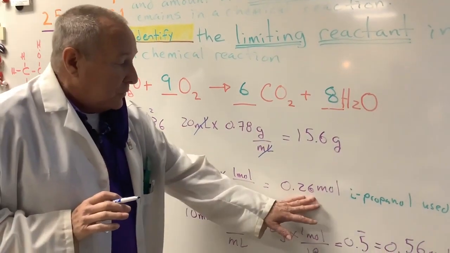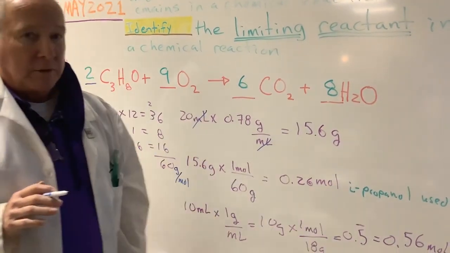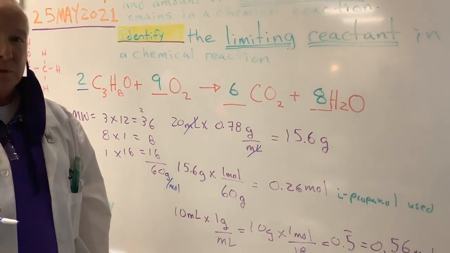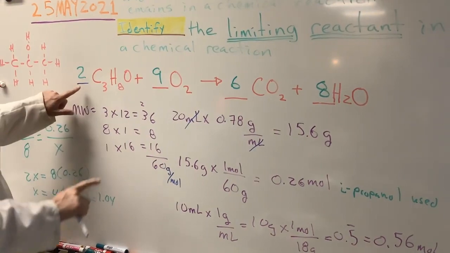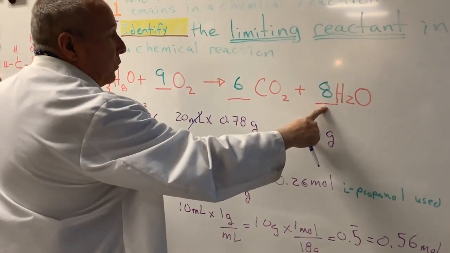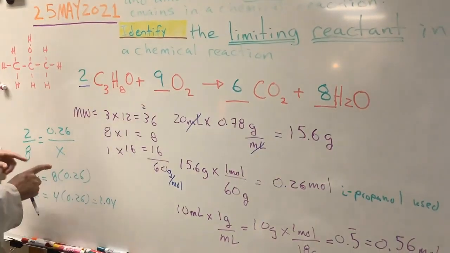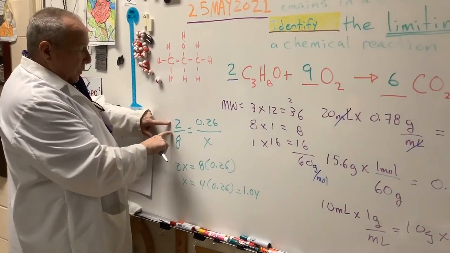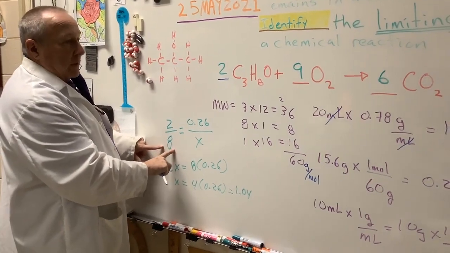We used in the experiment 0.26 moles of isopropanol. Now, how many moles of water are we going to produce? Well, in the reaction, every 2 moles of isopropanol produce 8 moles of water. So I set up my mole ratio. That's a ratio of 2 to 8. 2 moles of isopropanol to 8 moles of water.